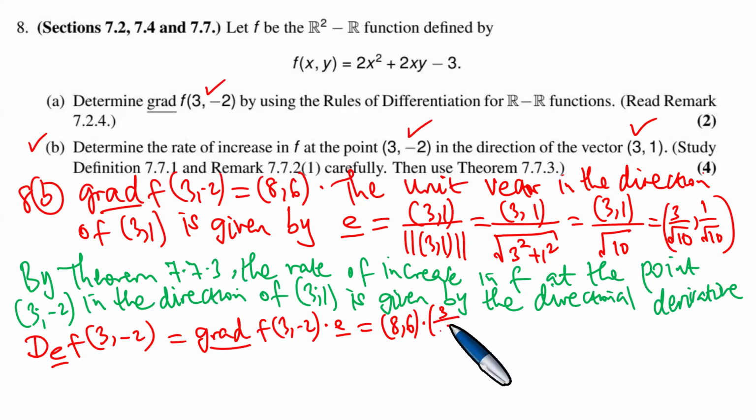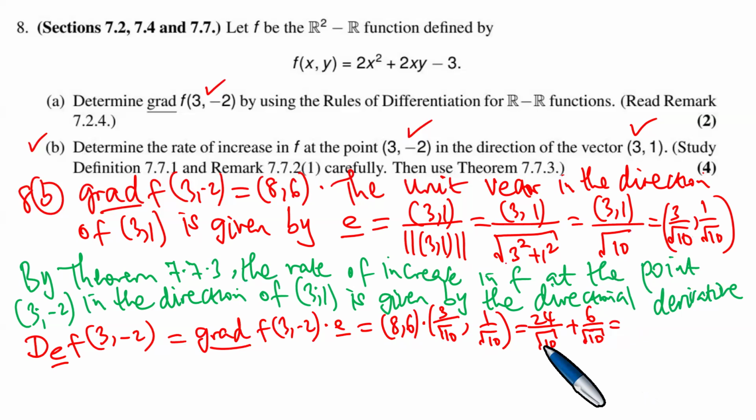You can write 3 out of the square root of 10, 1 out of the square root of 10. So we take the dot product: 8 by 3, 24 out of the square root of 10, plus 6 by 1, 6 out of the square root of 10. Now if you add, the denominators are the same, so you can add 24 plus 6, getting 30 out of the square root of 10.